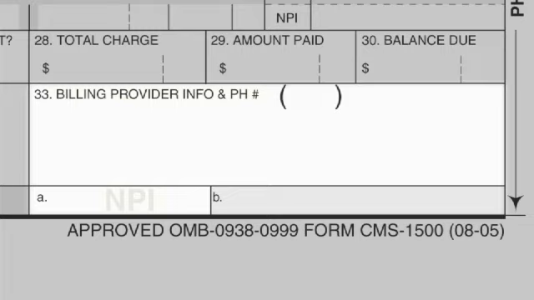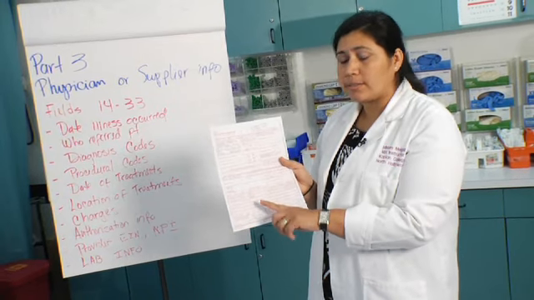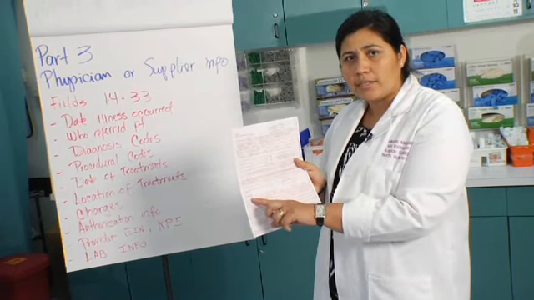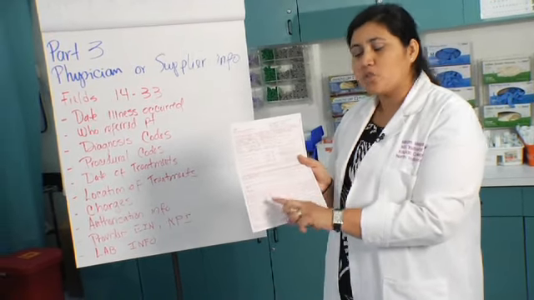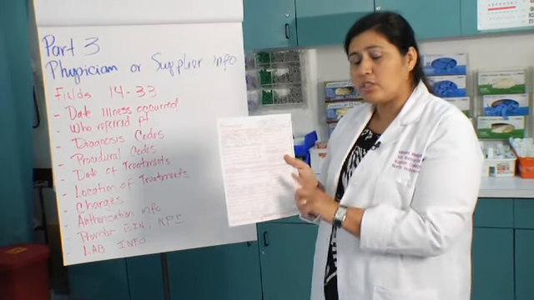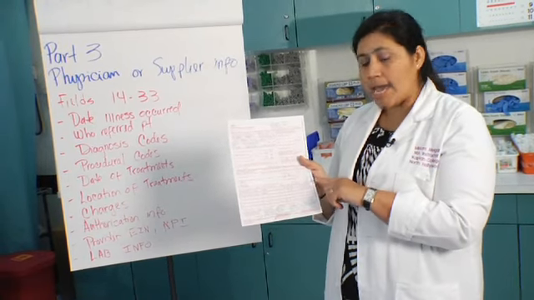So as you can see, fields number 14 to 33, there's a lot of fields to complete. However, they only are completed when applicable. What you need to ensure is that the CPT code is justified by the ICD-9 code. You need to ensure that you have the correct place of service. You need to ensure that you have the correct amount and the NPI.